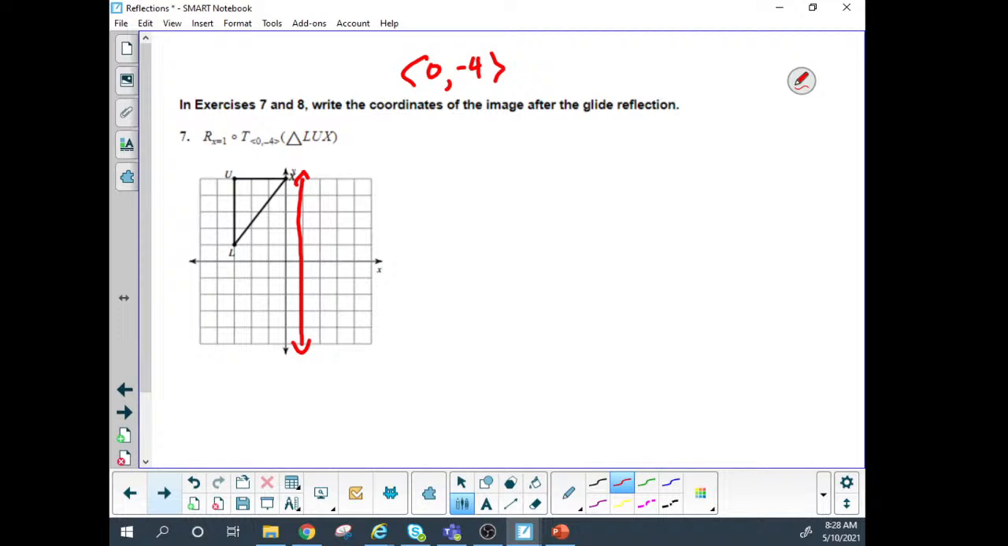Technically what this is telling me to do is move L U X down 4 units. So X prime would be at 0, 1, U prime at -3, 1, and L 4 units down, L prime, and then reflect it. But if we reflect it and then move down, in this case we would end up with the same figure. So we should end up with that one, right?